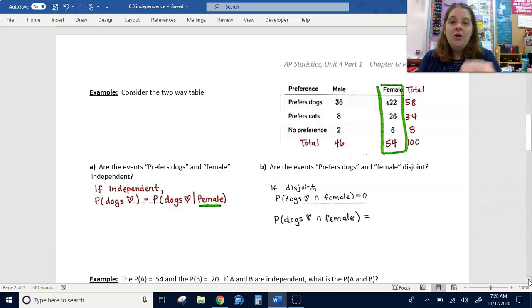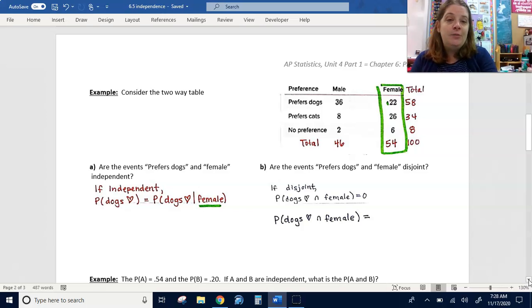So are the events prefers dogs and female independent? Okay, so I would start this argument. I've got these two events, prefers dogs and female. If they're independent, then I would expect the probability that someone prefers dogs to equal the probability that someone prefers dogs, given that they're female. In other words, knowing that they're female shouldn't change that probability.